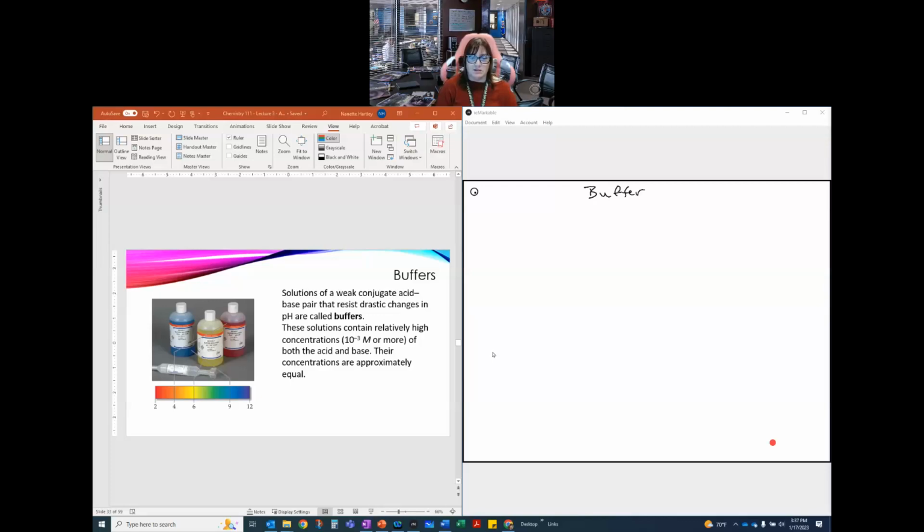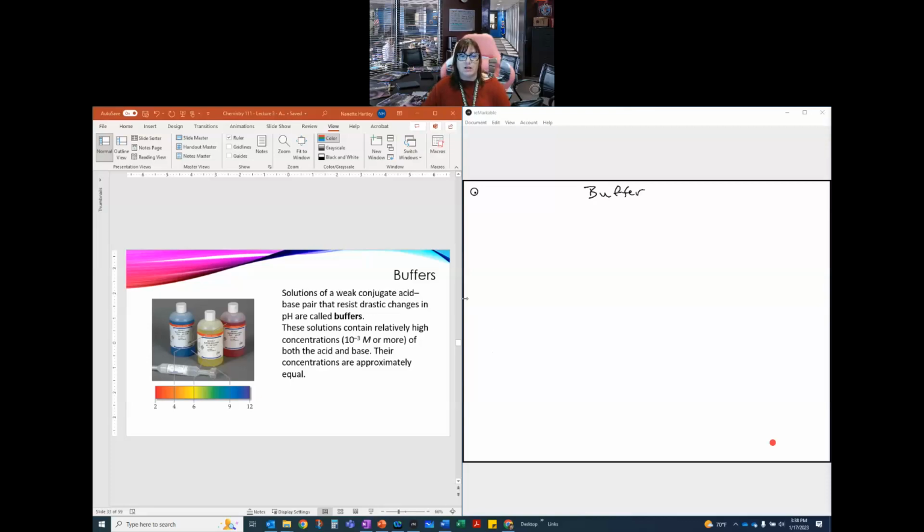Buffers are defined as solutions that resist changes in concentrations. That's because they are made of a weak conjugate acid-base pair. So weak acid, its conjugate base, weak base, its conjugate acid. They contain relatively high concentrations of both of those so that they can effectively not change pH. So 10 to the negative 3 or more is useful to make that happen. And we try to make their concentrations approximately equal.